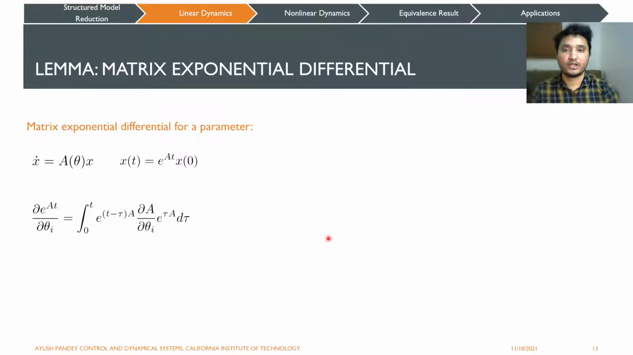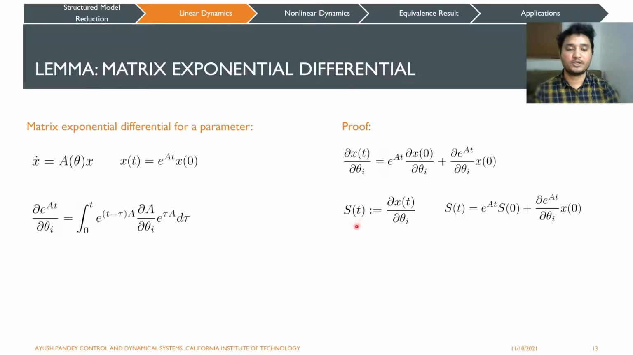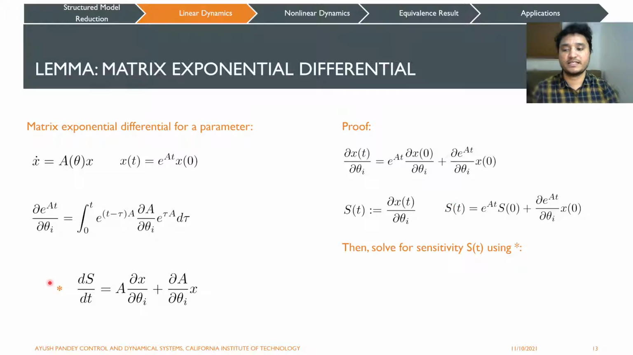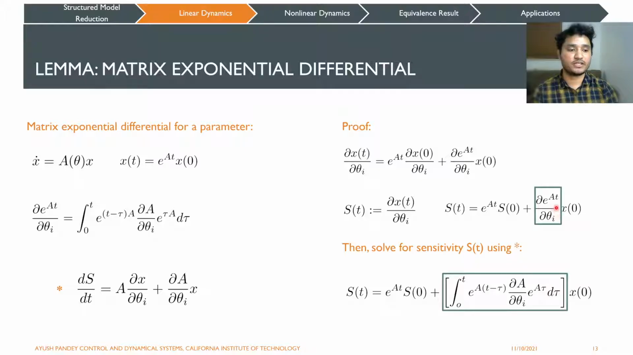It is not a new lemma. It has been proved in other works as well, but we do give a new proof to it, where the derivative of the matrix exponential with respect to a parameter is given by this integral. To prove it, it's a pretty preliminary proof. You can just write using chain rule the derivative of the state x and substitute the sensitivity variable over here accordingly, and then use the sensitivity dynamical equation to solve for S zeta to get these two expressions, and then we compare to show that the matrix exponential derivative is equal to this integral.